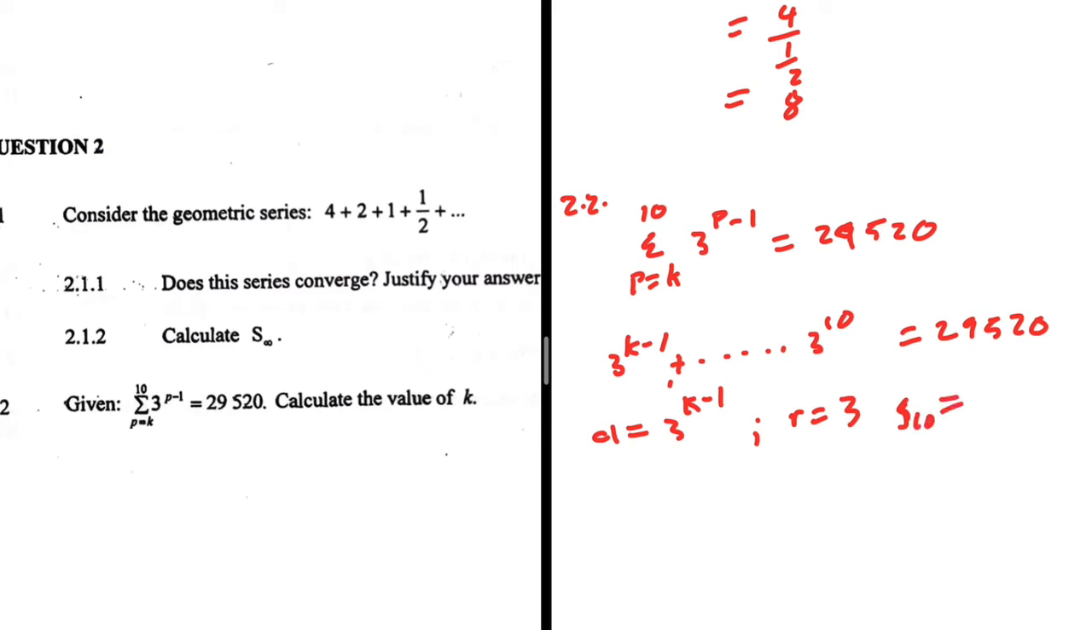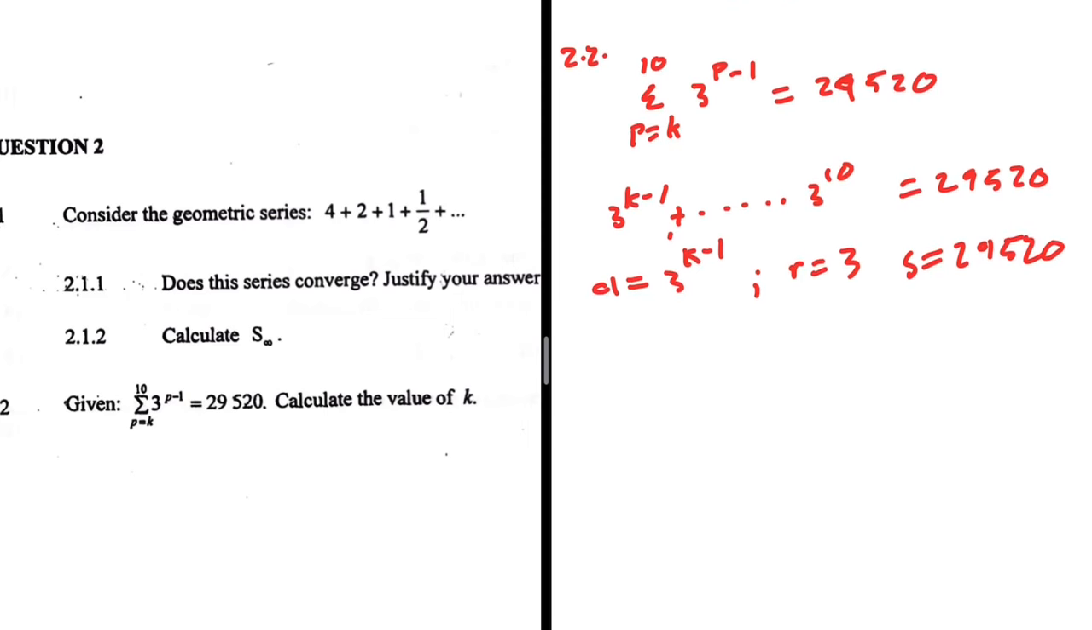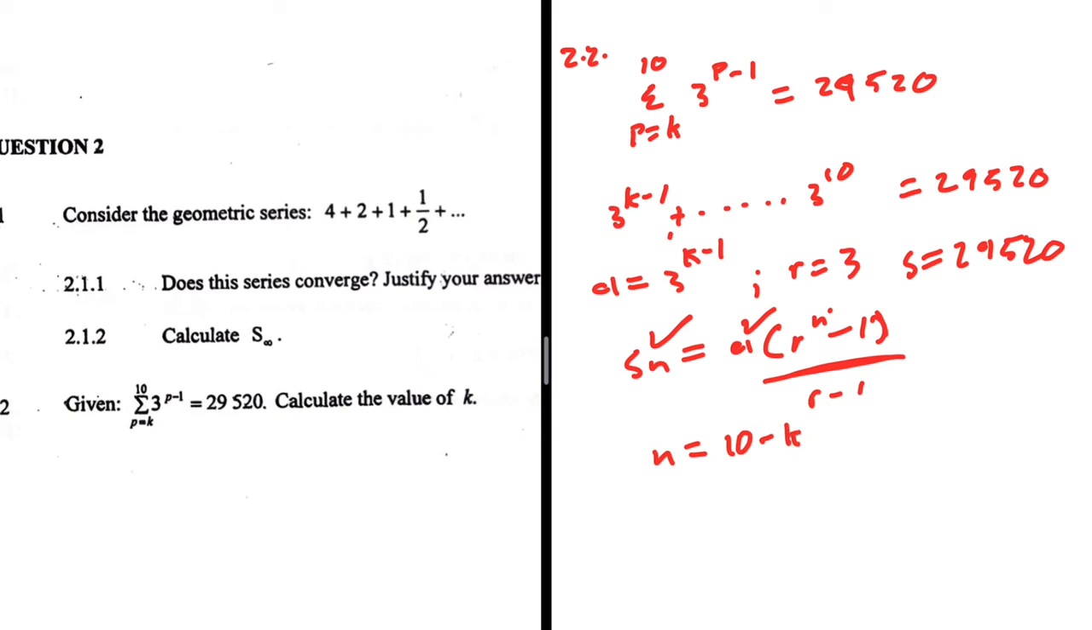And we have the sum, but not the 10 terms, let me not say that. Not up to k terms, but from k to 10. We don't actually know the number of terms, and this equals 29,520. So we can formally say that the sum of n terms is a multiplied by (r^n − 1), everything divided by r − 1. We have the sum, we have a, do we have n? Let's calculate n then. n equals the number at the top, so 10, minus the number at the bottom, which is k, plus 1.